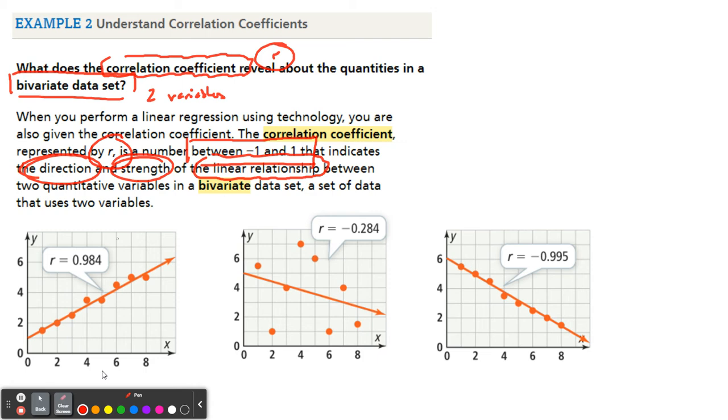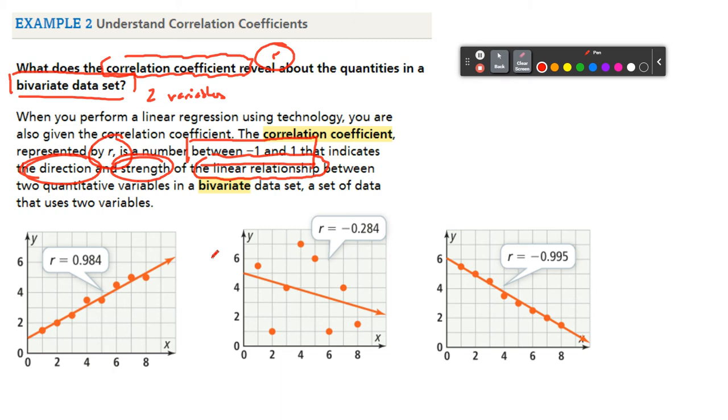So if we take a look here, we have a scatter plot with a line of best fit going through, and our R value is 0.984. I'm going to drag this up here so we can write down. So 0.984 is really, really close to 1. Because it's close to positive 1, it's a strong positive correlation.